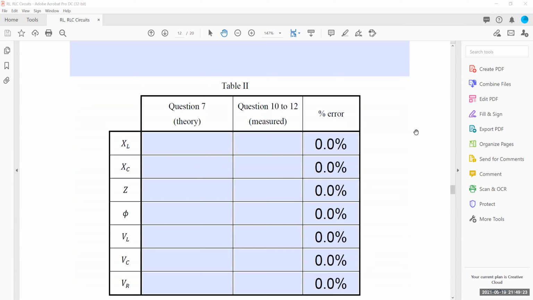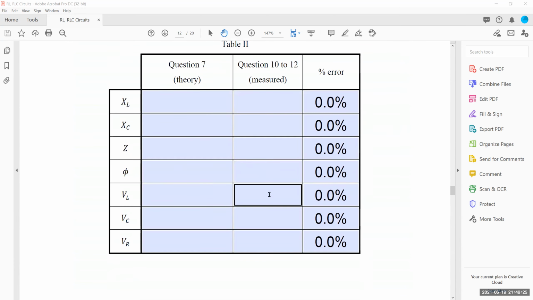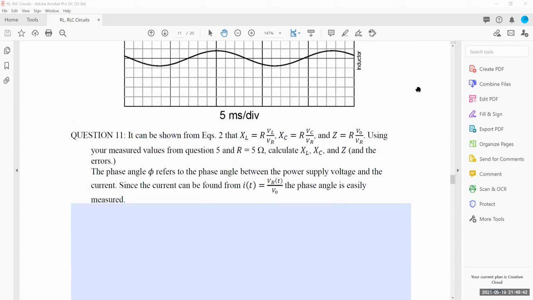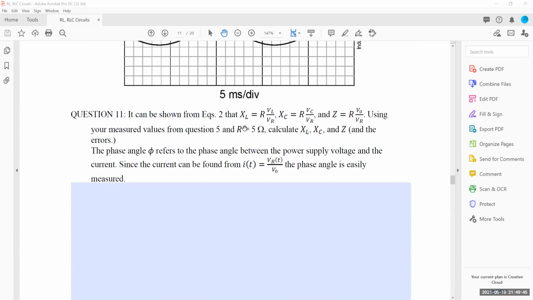So basically, this is what happened. You know how much VL is supposed to be, you know how much VC is supposed to be, and you know how much VR is supposed to be from the calculations. You need to compare the two and tell me if they're correct or not, okay? It can be shown that XL is equal to R times VL over VR, and XC is equal to R times VC over VR, and Z is equal to V naught over VR. Using your measured values from step 5, and R is equal to 5 ohms, calculate XL, XC, and Z.